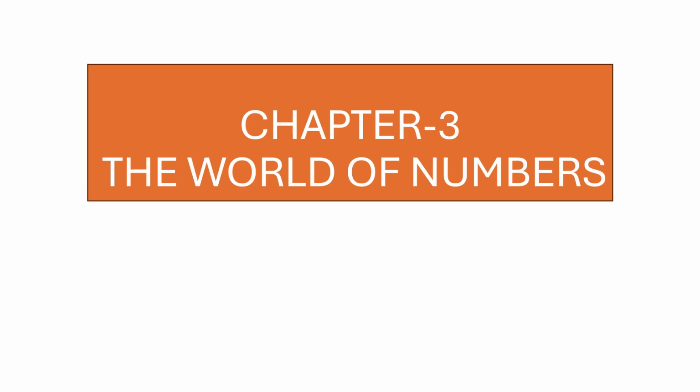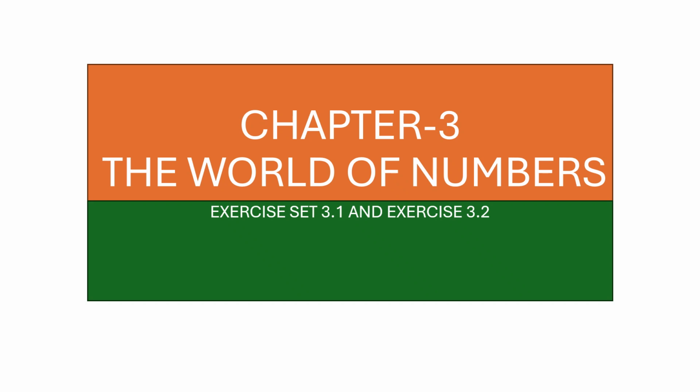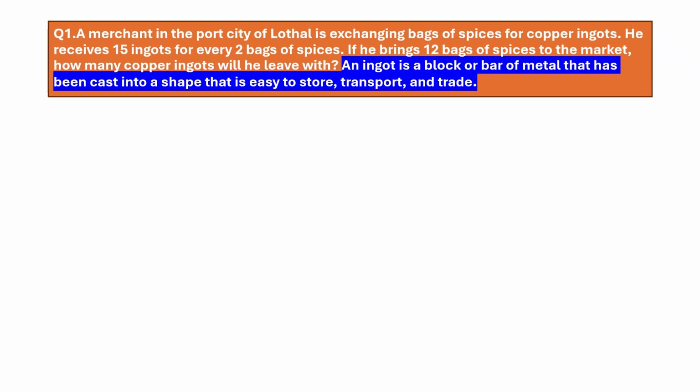Hello dear students, today we are going to see chapter 3, the world of numbers, where we are going to solve the exercise set 3.1 and 3.2. Let's see question number 1. A merchant in the port city of Lothal is exchanging bags of spices for copper ingots. He receives 15 ingots for every 2 bags of spices. If he brings 12 bags of spices to the market, how many copper ingots will he leave with?